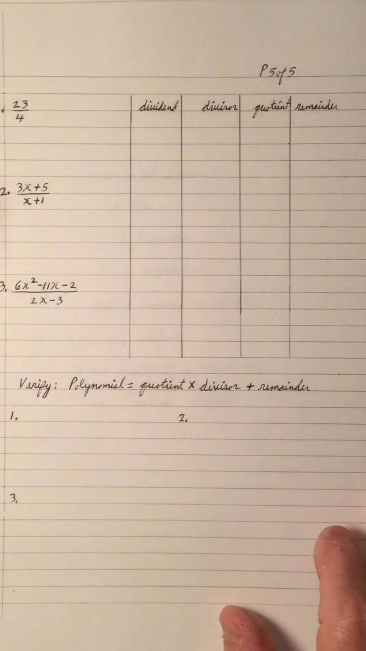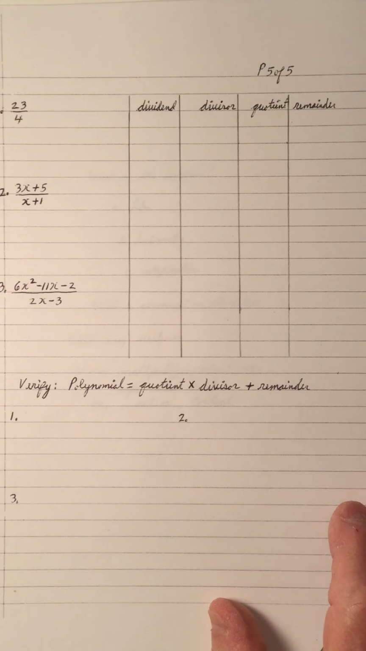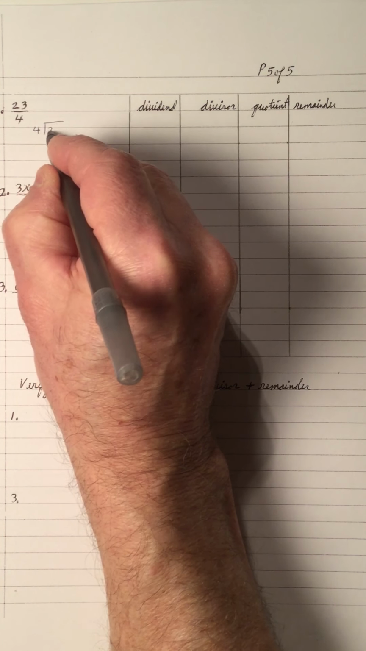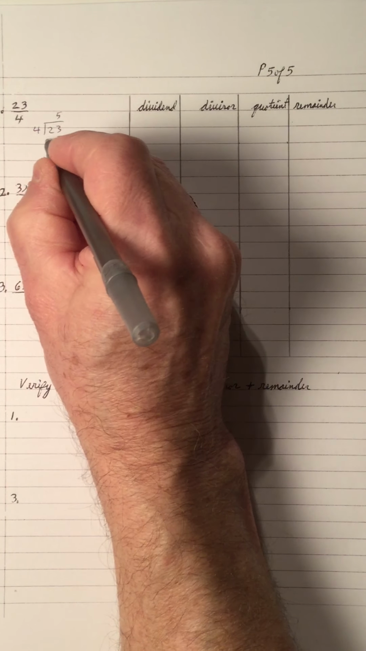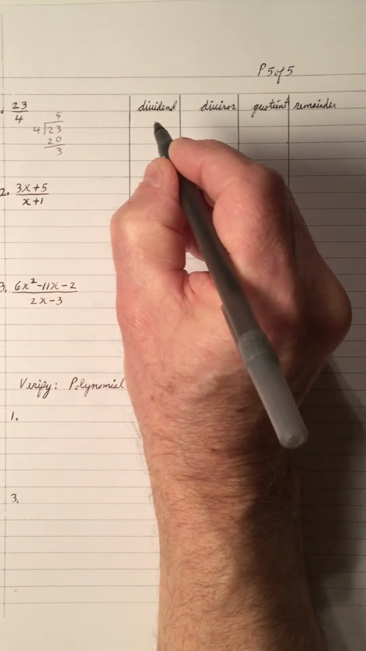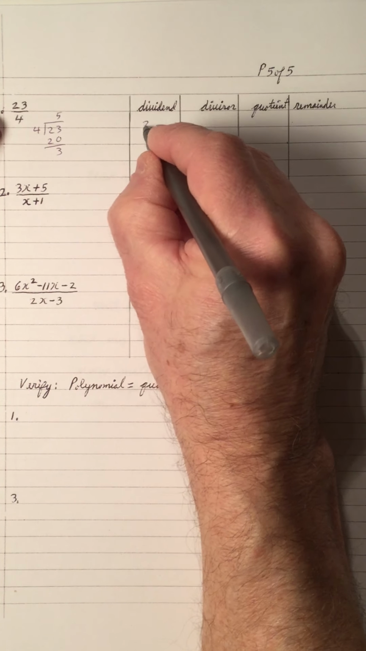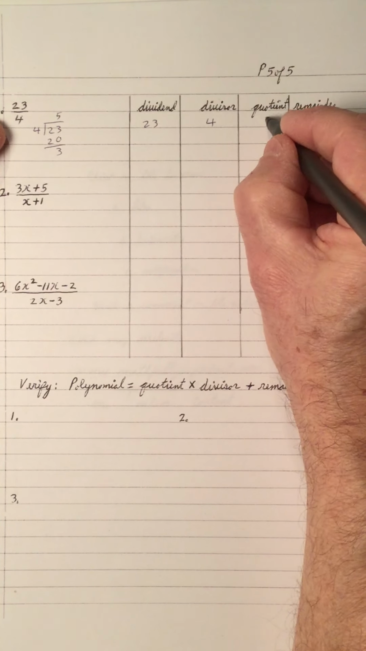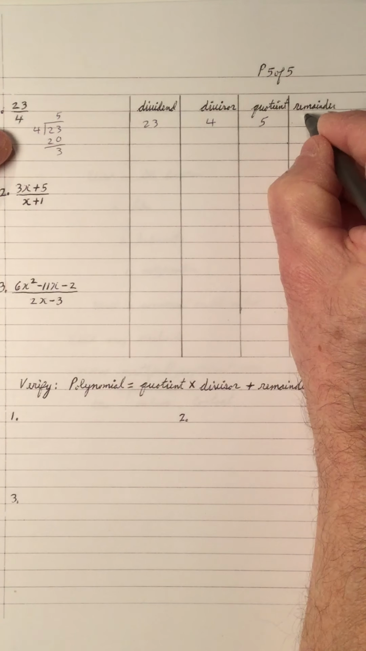And the last page, just to sum it all up, let's have a bit of fun, puts it all together. If we took 23 and divided by 4, 4 into 23 goes 5, 4 5s are 20, subtract, you get a 3. So that means my dividend is my 23. My divisor is the 4, because that's what I divide by. The answer is a 5, which is my quotient. And my remainder is a 3.